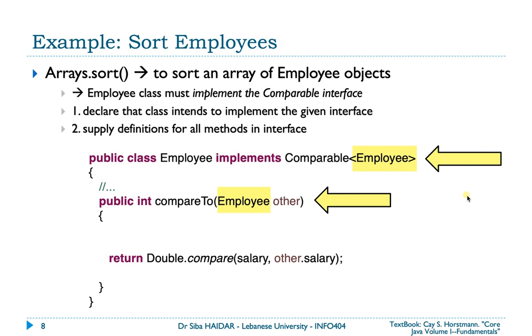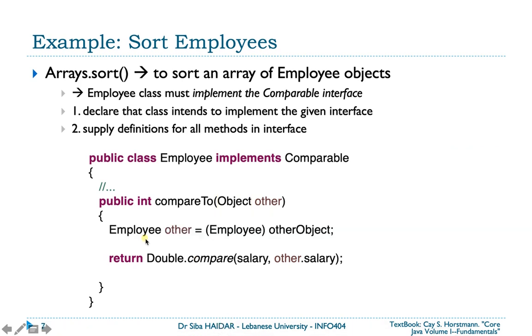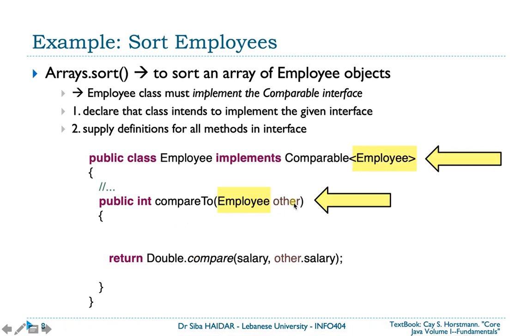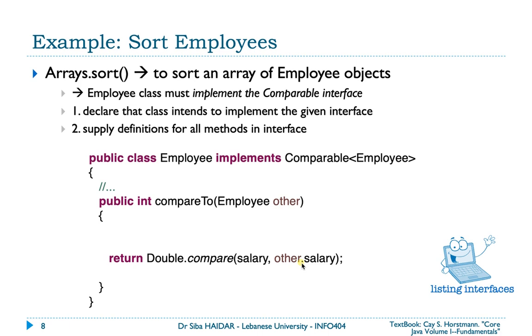Another thing is that Comparable is typed since Java 5 and you have to implement not only Comparable but Comparable of Employee in order to be able to compare two employees. So you compare employees to employees, and in this case you don't have a casting anymore. The other explicit parameter is directly an Employee and you can directly compare its salary. So this is our version of comparable employees, and let's check the listing in the listing interfaces.